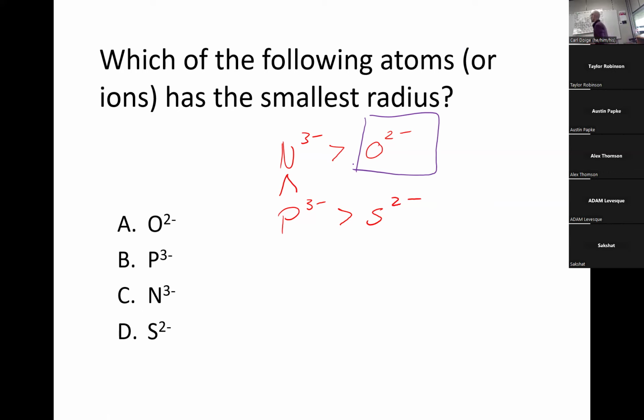And further, of course, we can do this comparison that we know that O2 negative has to be smaller than S2 negative. So overall, yes. And indeed, the majority of you have chosen that. So that's great.